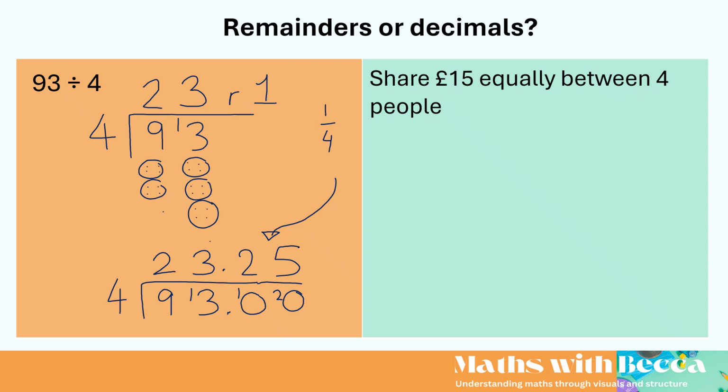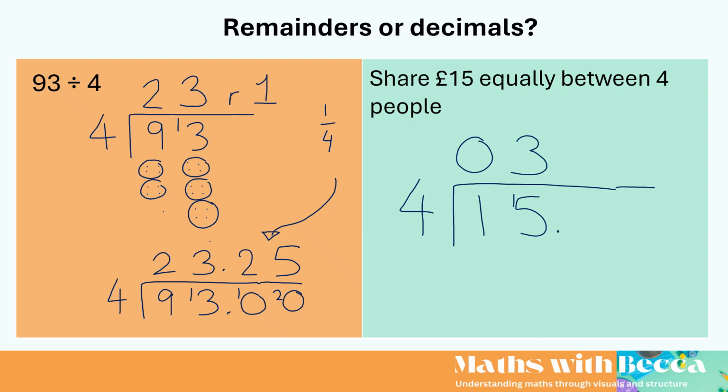The next question says share £15 equally between 4 people. So for this one, we're going to use a decimal because we can share that money between people. We don't need to have something left over. So let's put 15 divided by 4. So we've got 4s into 1. We can't make any groups of 4 with 1, so I'm going to put a 0. Carry that 1. 4s into 15. I can get 4, 8, 12. So that's 3. And I've got 3 left over. So I'm going to put myself a decimal point 0 and carry that 3.